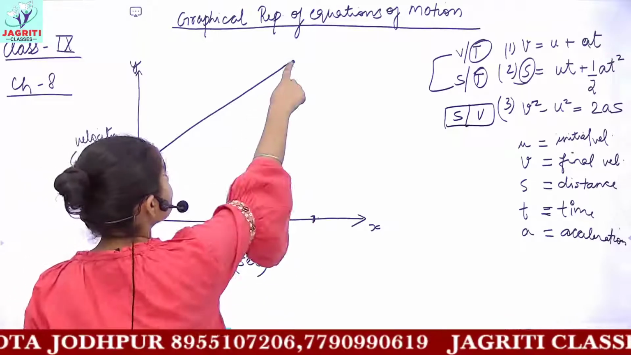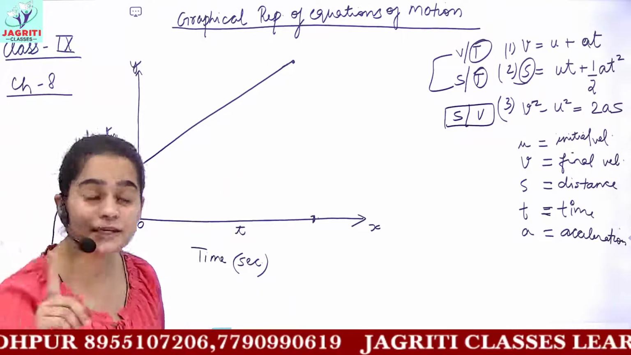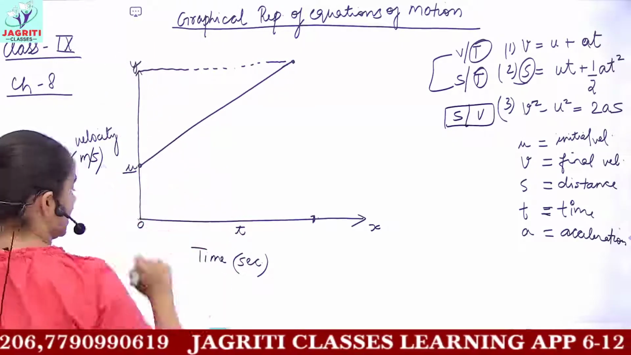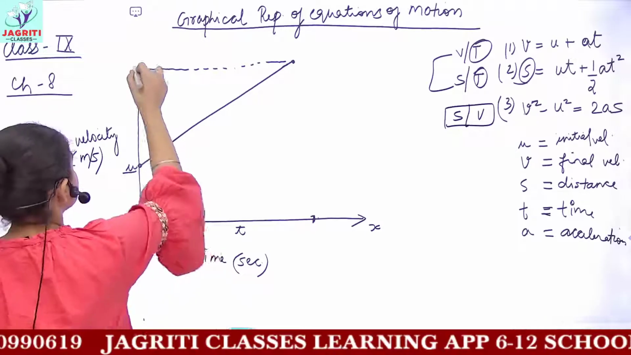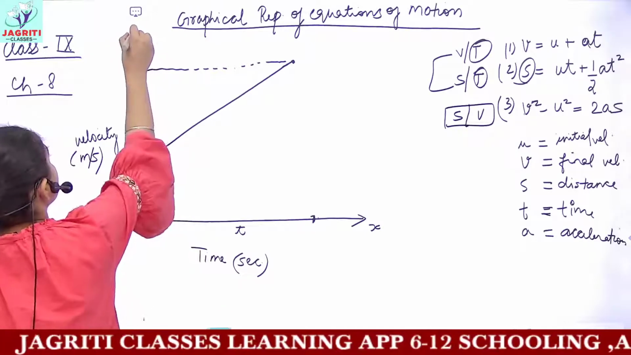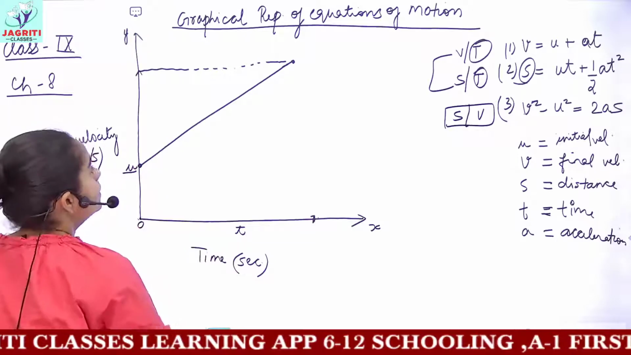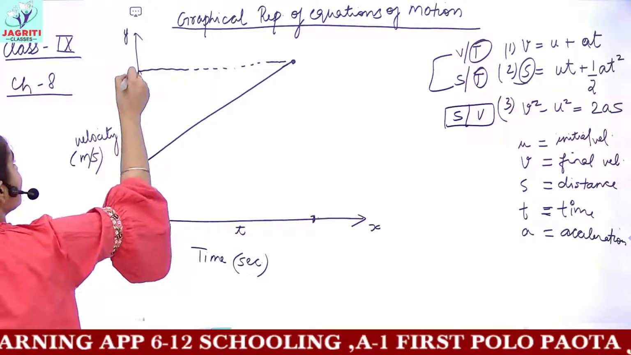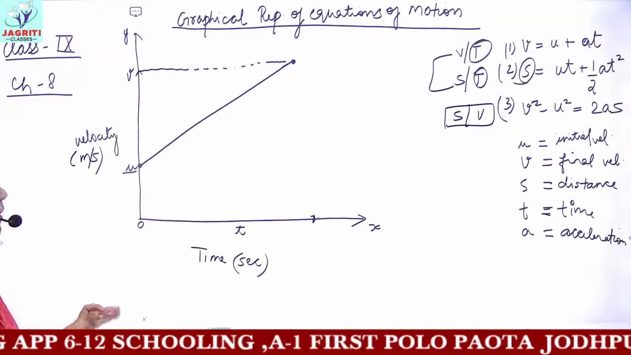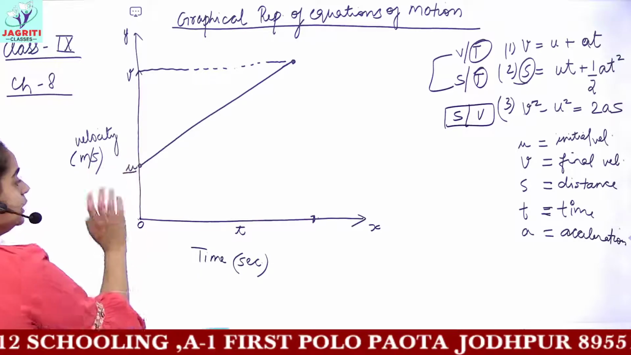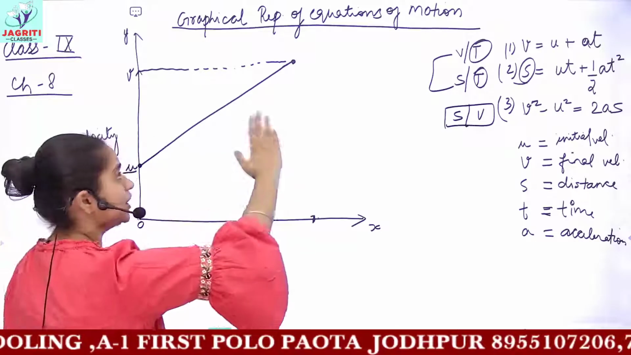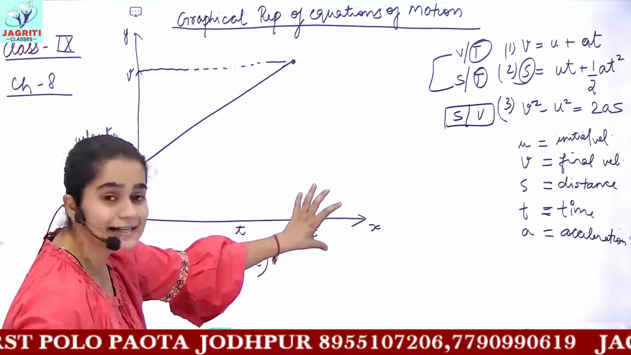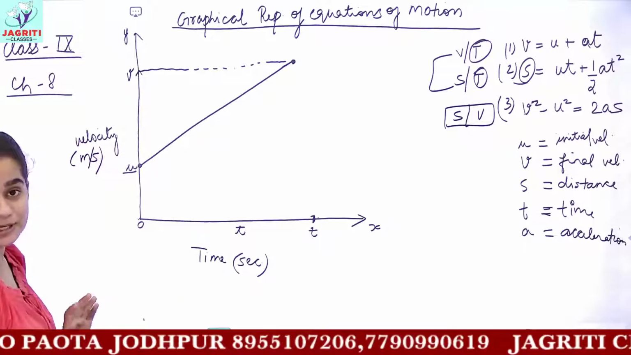And because at this point the velocity of the object is v, I will trace this point to the velocity axis, which is my y-axis. So when I trace the ending point of the graph on my y-axis, I find the velocity to be v. So we said that initial velocity is u, in time t it traveled its journey, and after time t, this would be your time interval t, its velocity became v.